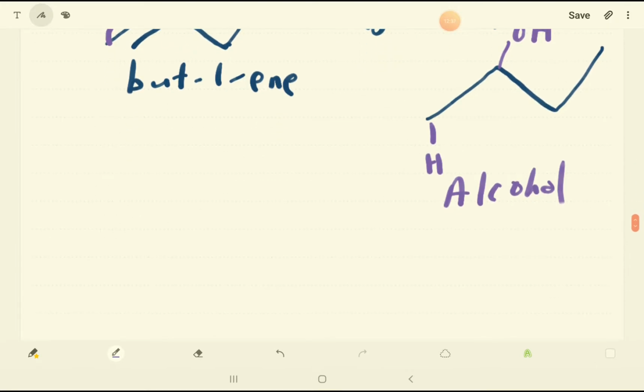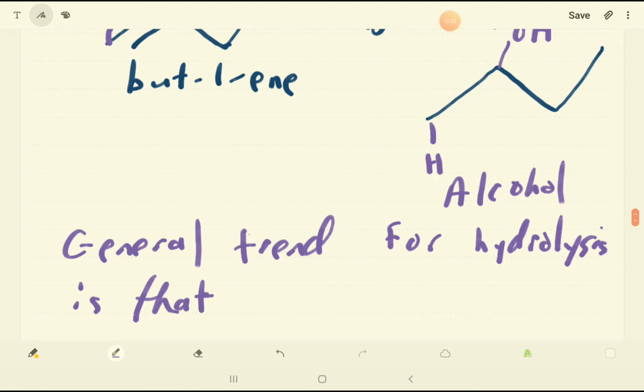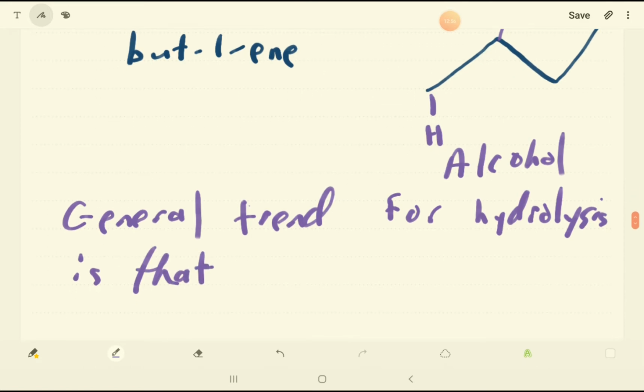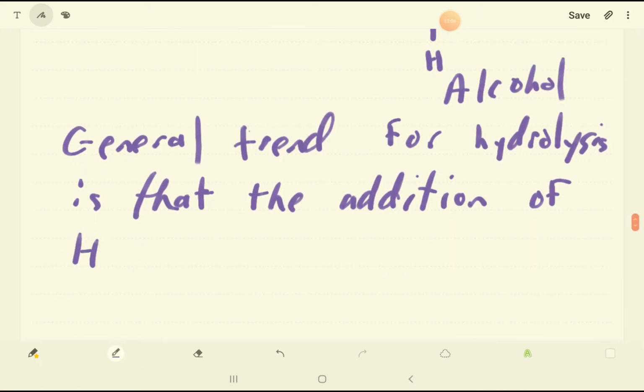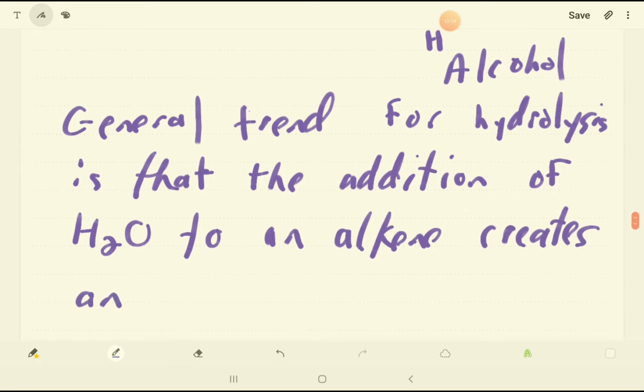So we're going to write the general trend for hydrolysis is that the addition of H2O to an alkene creates an alcohol.